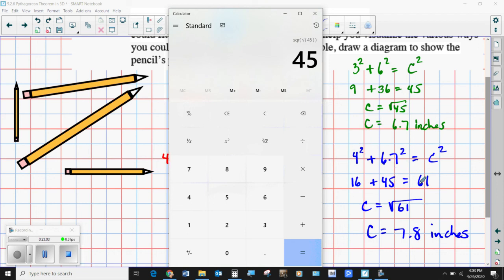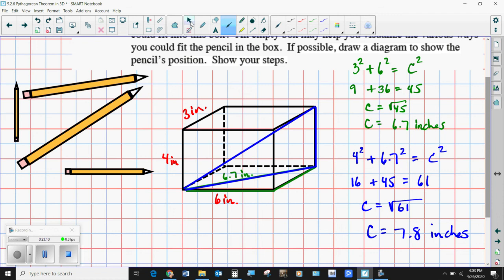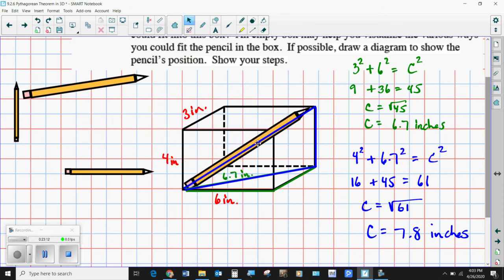16 plus 45 is 61. So what is the square root of 61? 7.8. So that means that this pencil right here would be the largest pencil that you could fit in this box, could be 7.8 inches long.